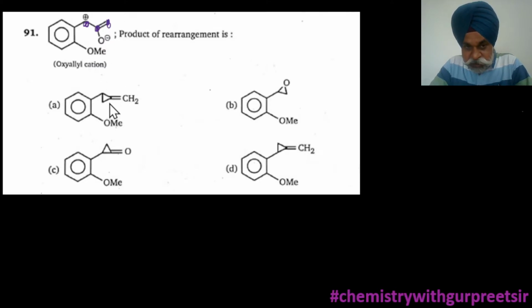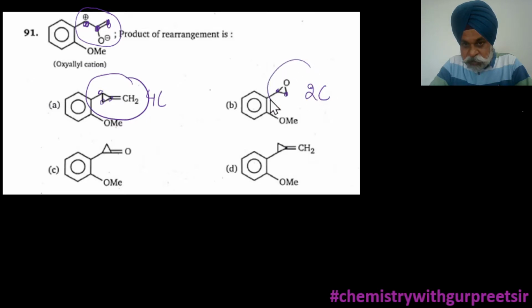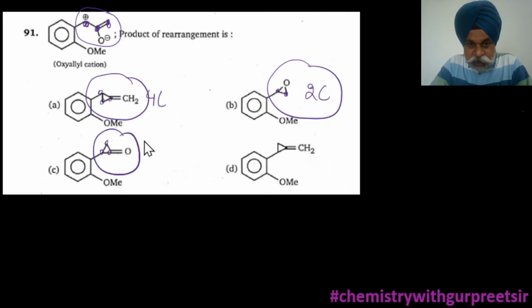What you are able to see in the first option is that the carbon atoms have become 4. Here it is 3 and 1 oxygen, and it has become 4. And here also, there are 2 carbon atoms. Here you have 1, 2, 3, so 3 carbon atoms with 1 oxygen. And here you have 4 carbon atoms.